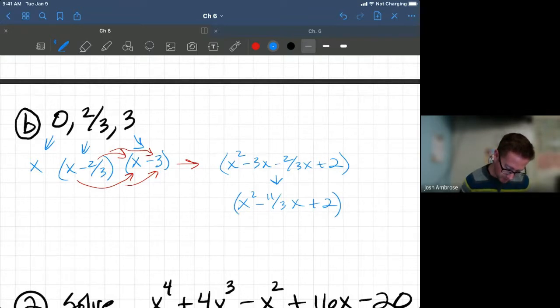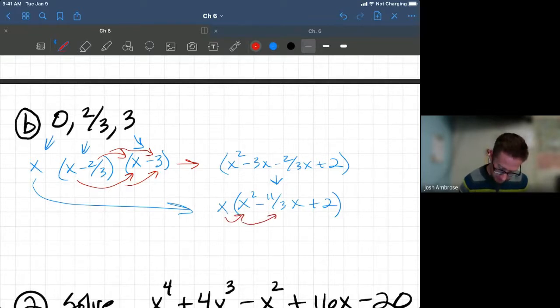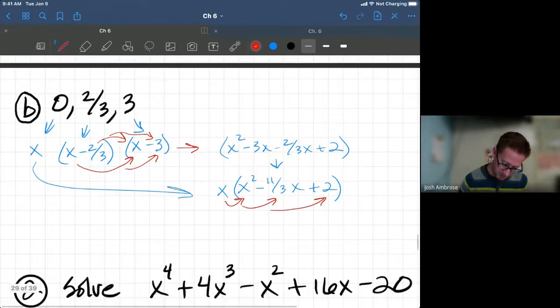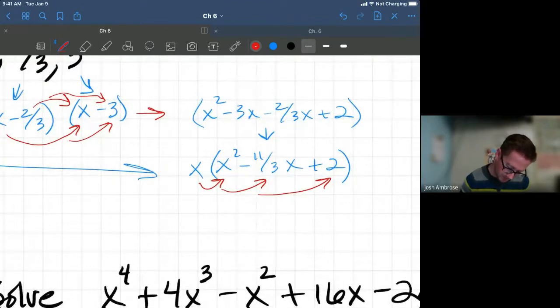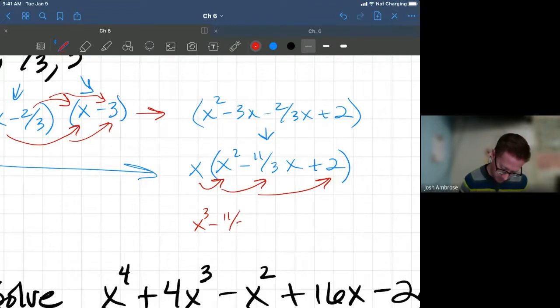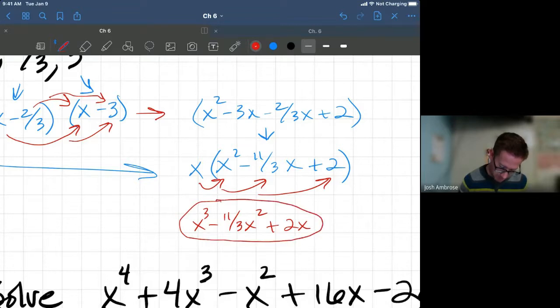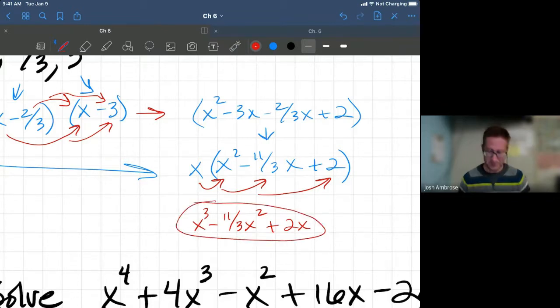Now don't forget we have this x value that we need to put here, and then distribute this x into everything so that we have a final simplified answer. And that's going to give us x to the 3rd power minus 11/3 x squared plus 2x. All right, so there we go.